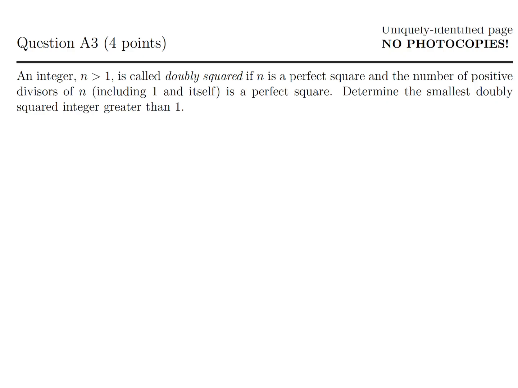An integer n greater than 1 is called doubly squared if n is a perfect square and the number of positive divisors of n is a perfect square. Determine the smallest doubly squared integer greater than 1.